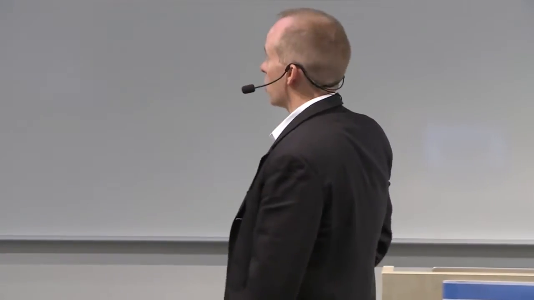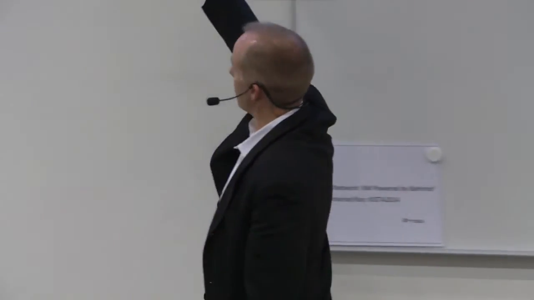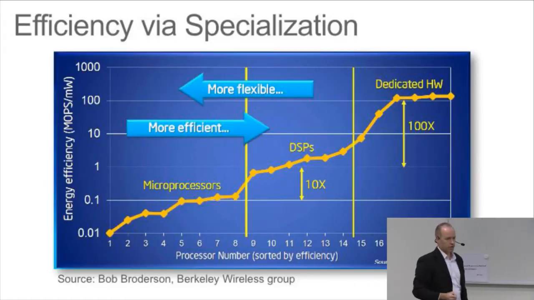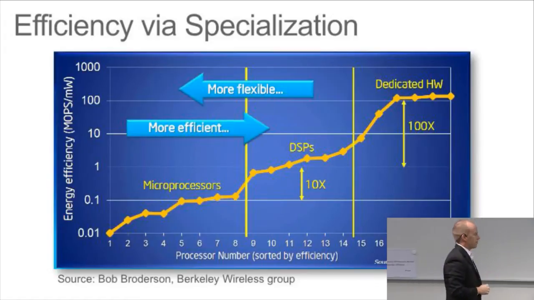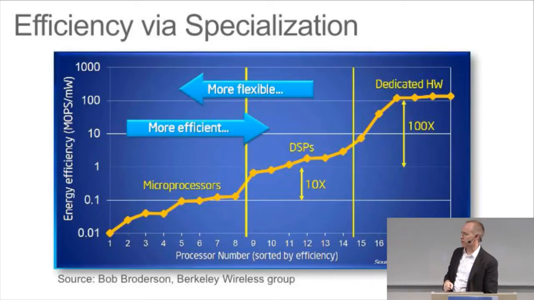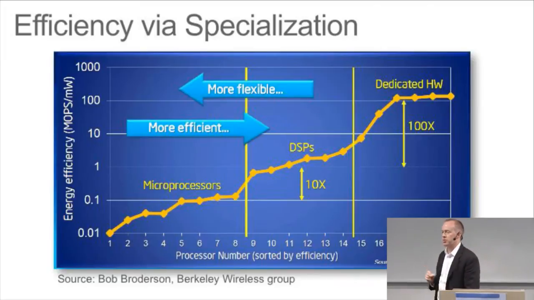And what you see, and this is a log scale on the y-axis, is that over here on the left, you have the general purpose processors, which are not very efficient. And we all know this, okay? The service he did was really quantifying it. And then the middle, DSPs, and they might be 10, 20, 30 times more efficient than a high-end general purpose processor. They're tailored for a specific set of workloads.